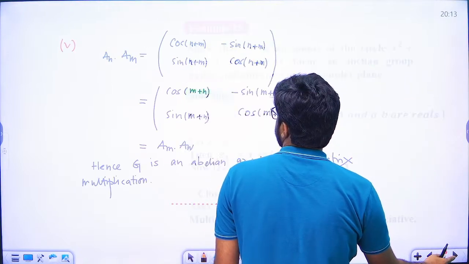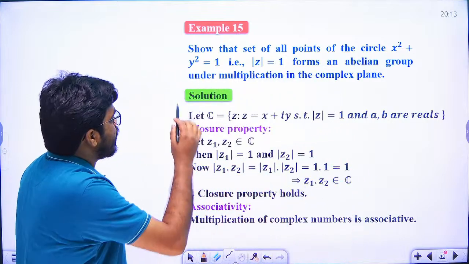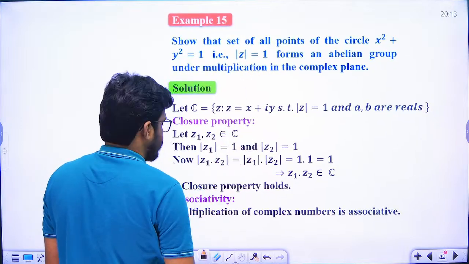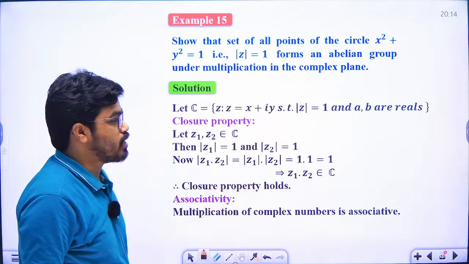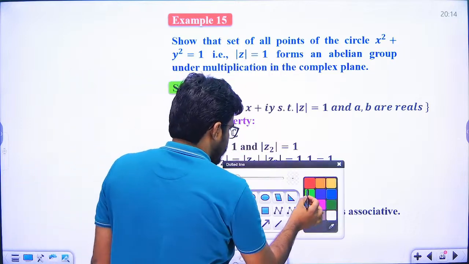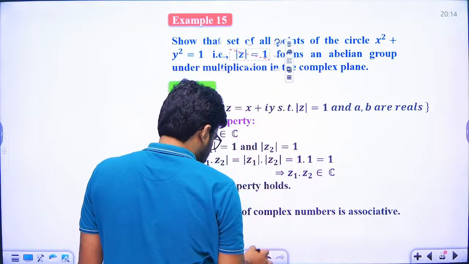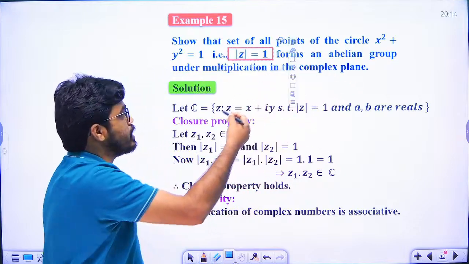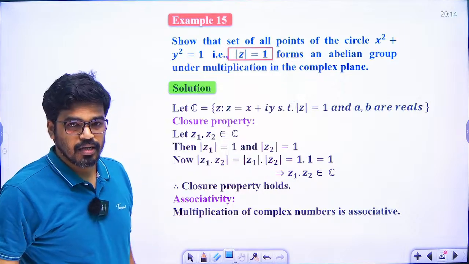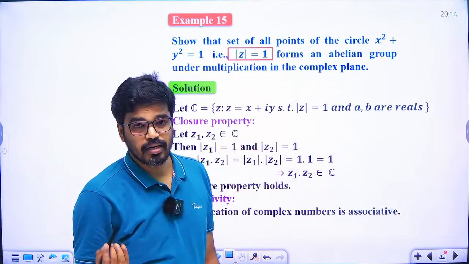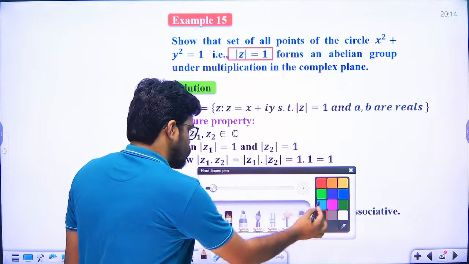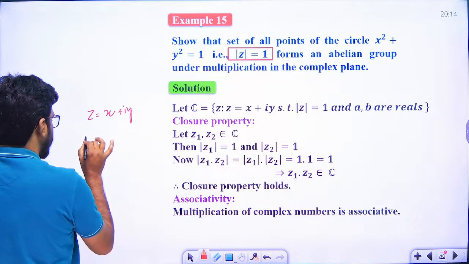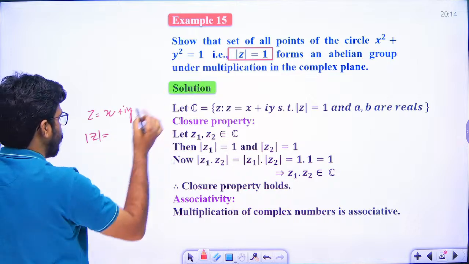So let us consider the next example. Show that the set of all points of the circle x square plus y square is equal to 1, that is modulus z is equal to 1, forms an abelian group under multiplication in the complex plane, right? Here z is a complex number, z is equal to x plus iy. It is given that modulus z is 1.